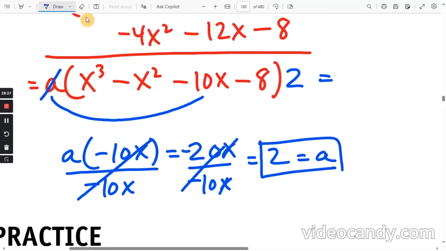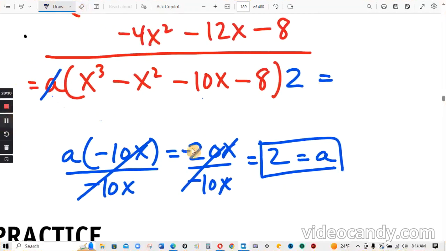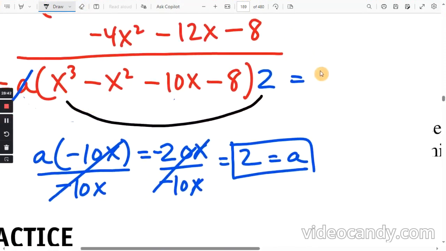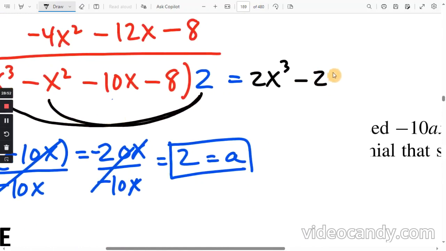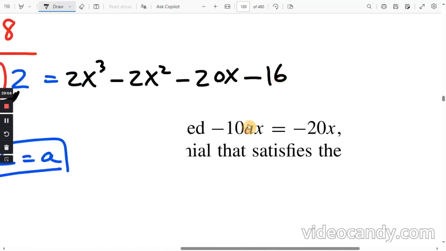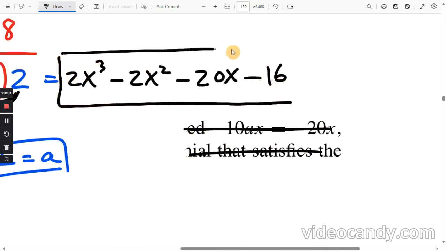All right, so distributing. I basically just let the a equal 2. I just wrote it on the other side. Same thing. If it were here or here, same thing. We're just going to distribute. 2 times x to the third. That's going to give us 2x to the third. 2 times negative x squared is negative 2x squared. 2 times negative 10x is negative 20x. And 2 times negative 8 is negative 16. So this right here would be the final answer.